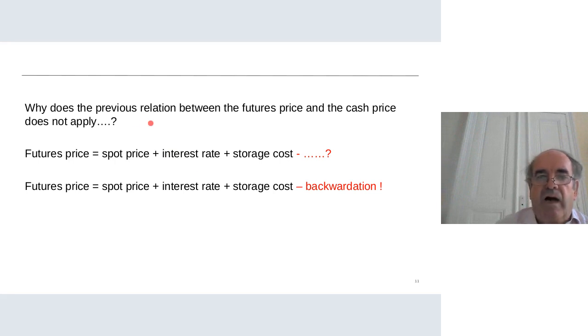So why does the previous relation between futures price and cash price not apply? Because the theoretical formula, which is the best formula for people very good on financial markets, is futures price equals spot plus interest rate plus storage cost. Everybody now understands. Minus something as a whole, minus what we call backwardation. And we will see what is backwardation.